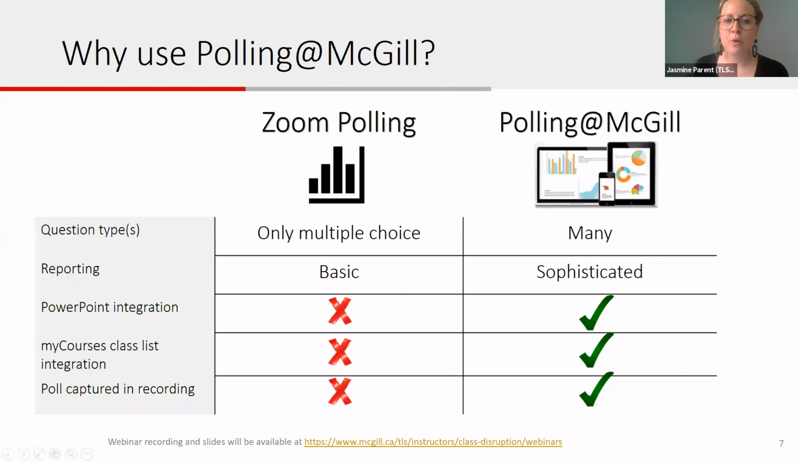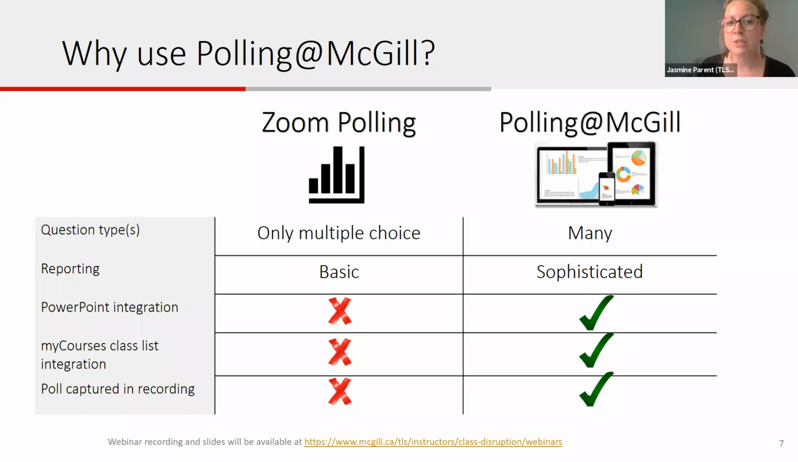So when we compare Polling at McGill to the Zoom polling feature, we can see that Polling at McGill is a more sophisticated polling system. Zoom is limited to using only multiple choice questions, while Polling at McGill has a variety of questions, which we're going to explore in a moment. The reporting in Zoom polling is quite basic, which is just a simple Excel spreadsheet, while with Polling at McGill, you can produce much more sophisticated reporting and analysis that includes information on performance and participation.